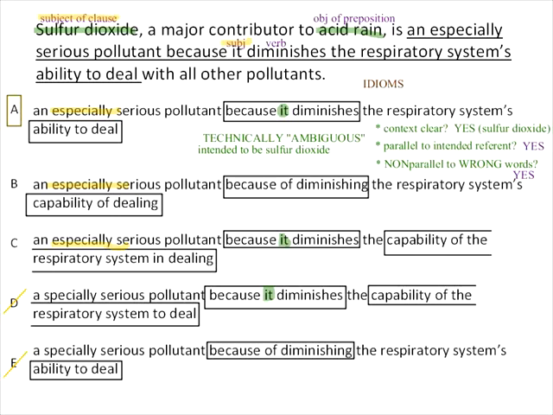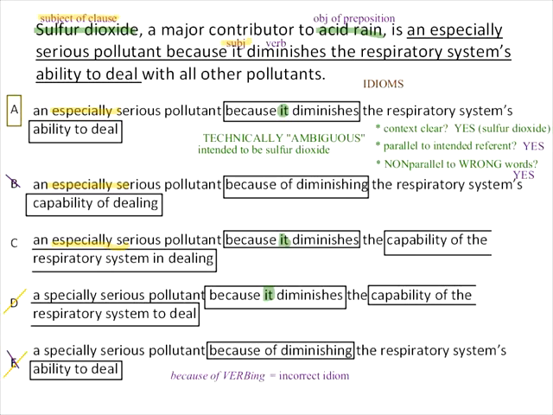As far as the other stuff, there are just idioms here. A couple of other posters have asked us to explain other differences here. These are mostly just idioms. If you say "because of" plus a verb-ing, this is incorrect for the same reason any other idiom is incorrect. It's just an incorrect idiom, period, end of story. You just have to kind of know that. So "because of diminishing" doesn't work.